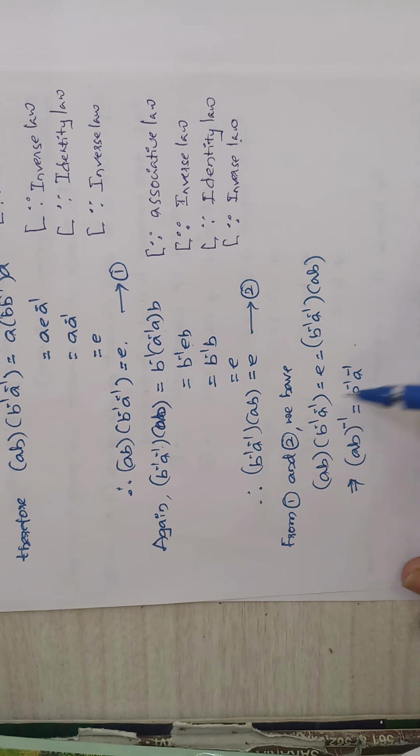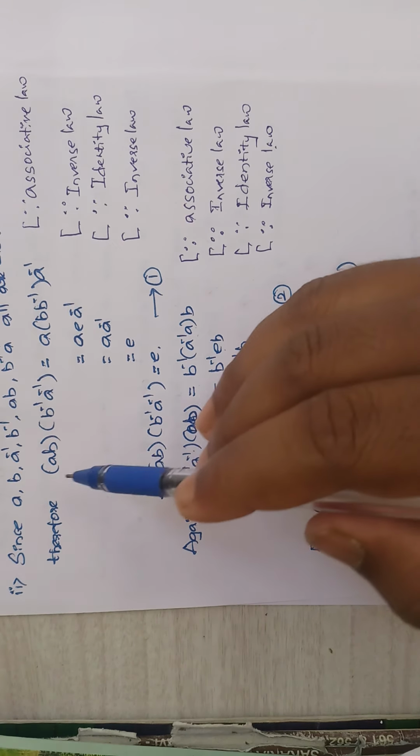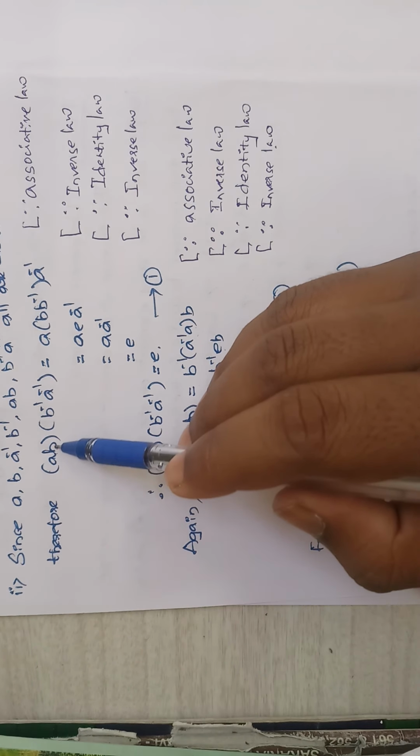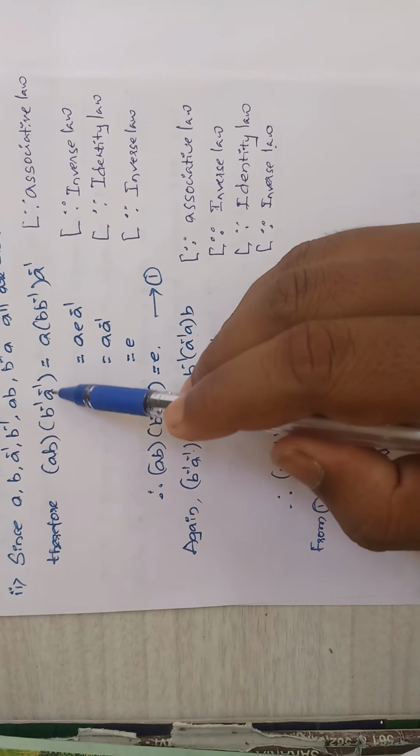Inverse of what? B inverse A inverse. So B inverse A inverse is what? AB. So therefore (AB) inverse is equal to B inverse A inverse. You remember this. So if star is asked between these two, you have to write here A star B inverse star A inverse.